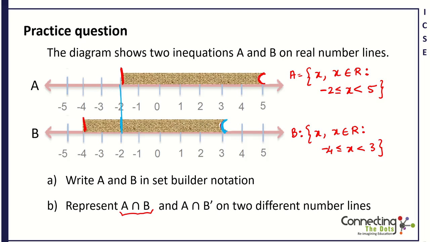So A intersection B would be x. X belongs to the set of real numbers again, such that minus 2 is less than or equal to x is less than 3. So that's the part of the number line which is common to A and B. And why did we leave 3 out of it? Because 3 is part of set A, but it is not included in set B. So it is left out in the intersection.